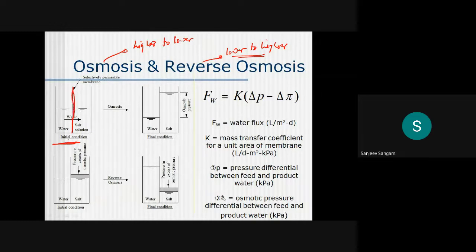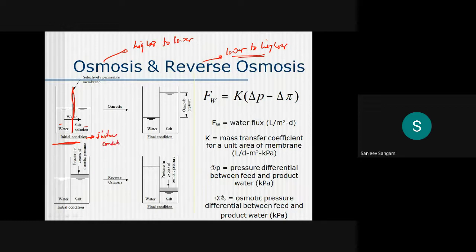So here you have water, and here you have a salt solution. Always in the osmosis process, this is the initial condition. Okay, the osmosis process has not started yet. So this is the initial condition.